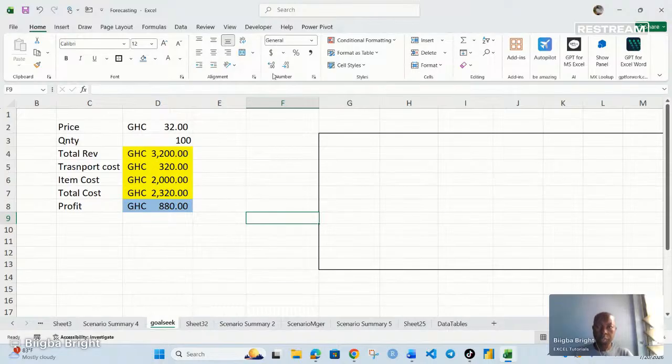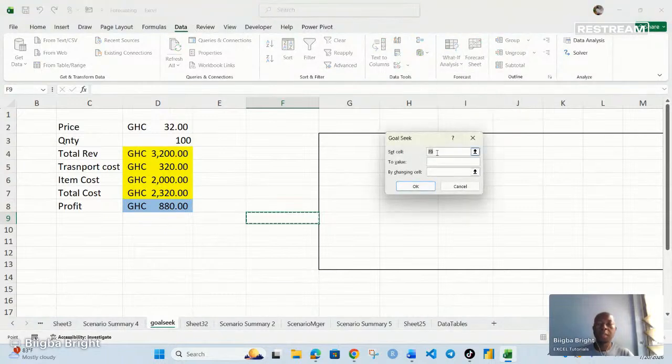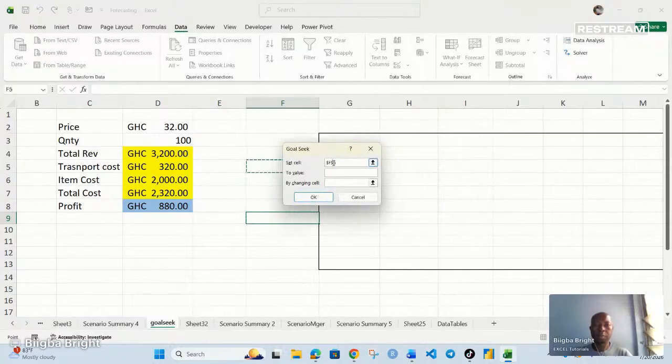So let's see, you go to your Goal Seek. You click on the Data tab, come to What-If Analysis, come to Goal Seek, and then you realize that a small pop-up wizard is going to appear. And you see Set cell. Which particular cell are we going to set? The cell that contains the value that we want to change. And this is the profit that we want to change.